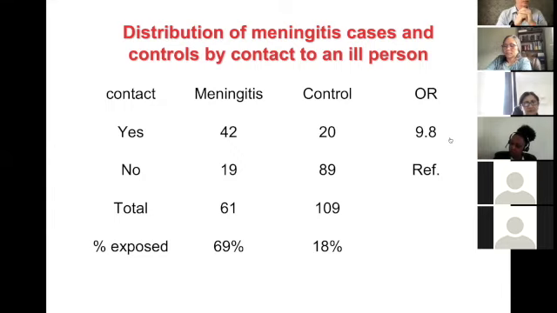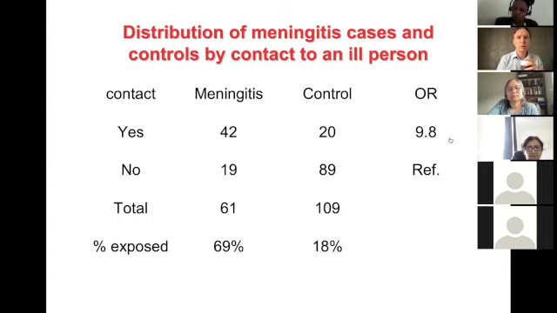And what does an odds ratio of 9.8 mean? Contact to a case of meningitis, what does it mean? Does anybody, how do you interpret the odds ratio of 9.8 for cases being exposed to somebody with an illness? Jennifer. I just want to try.